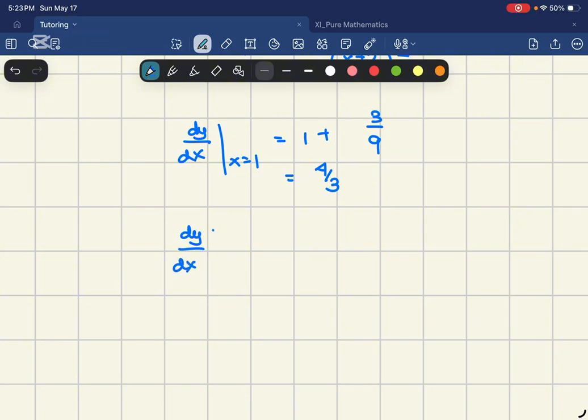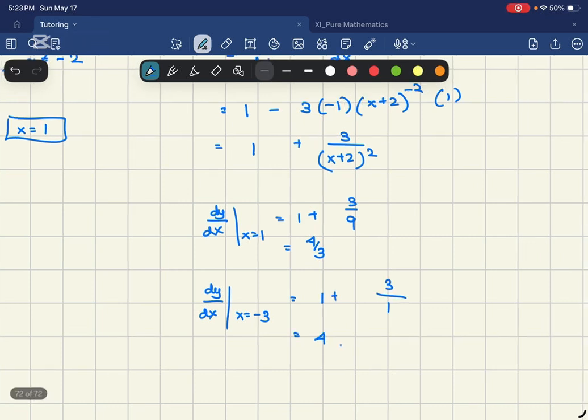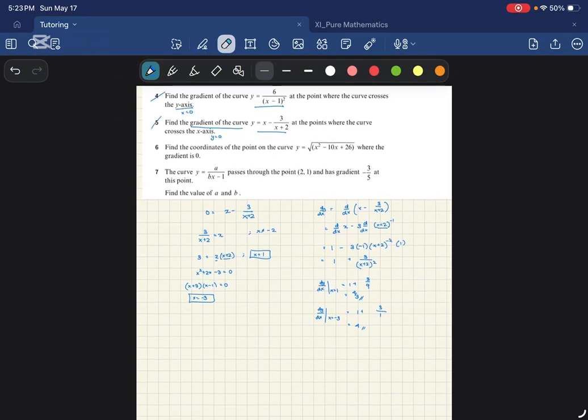And dy by dx when x is equal to minus 3 is going to be 1 plus 3. Minus 3 plus 2 is minus 1, squared is 1. So that is going to be 4. So that is going to be your 2 solutions: 4 over 3 and 4. All right.